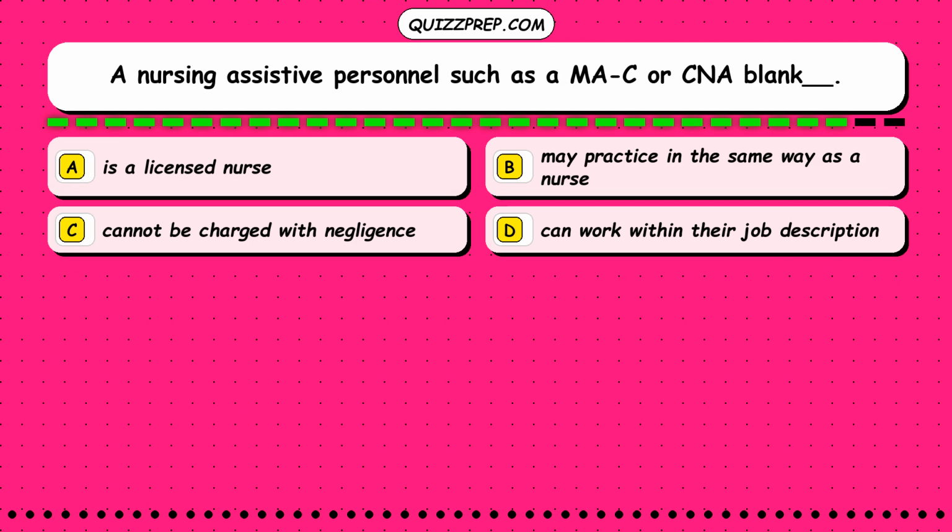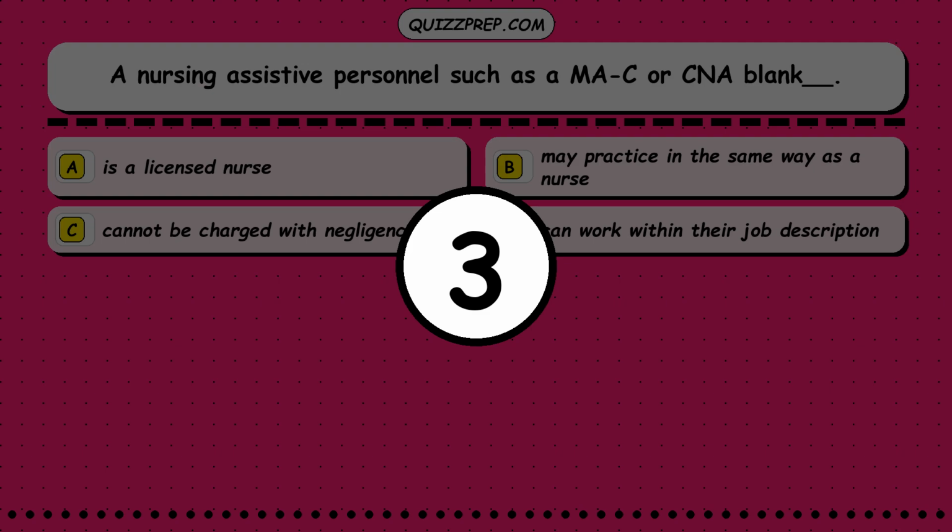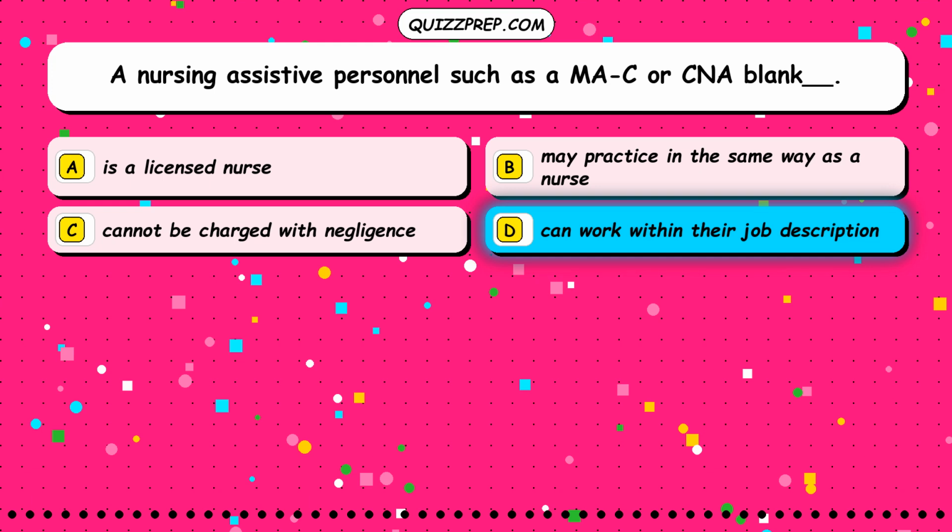Question 47. A nursing assistive personnel such as a MA-C or CNA blank blank. Option A, is a licensed nurse. Option B, may practice in the same way as a nurse. Option C, cannot be charged with negligence. Option D, can work within their job description. The correct answer is option D, can work within their job description.